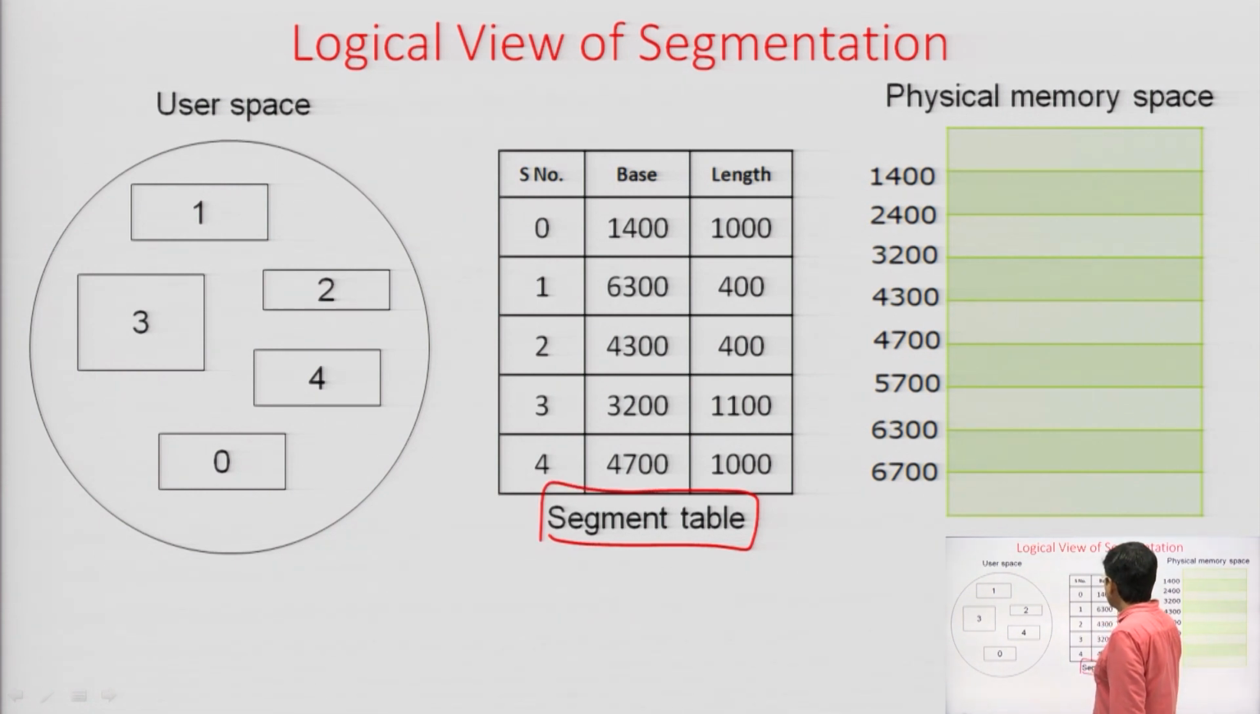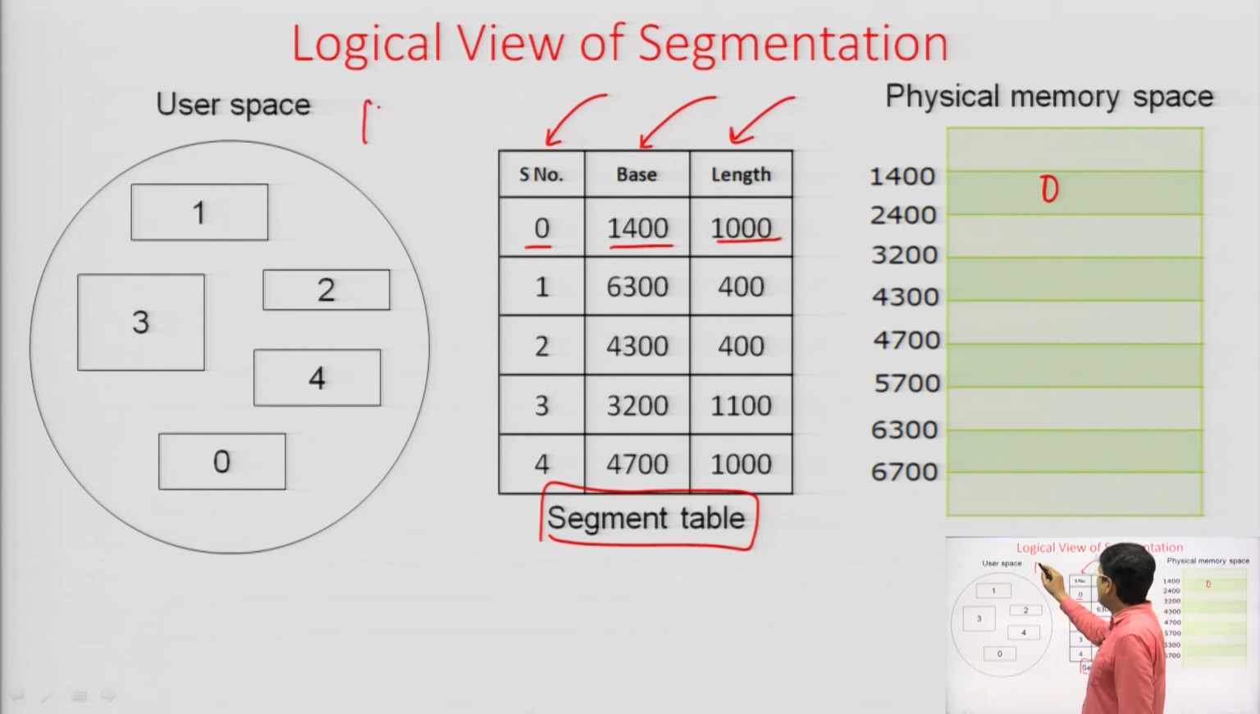Now, this segment table stores the segment number, the base, meaning from which location in the memory this segment is getting stored, and what is the size of the segment. Length is known as the size of the segments. So, let us say here segment number 0 is going at address 1400 in the main memory. It has a length of 1000.